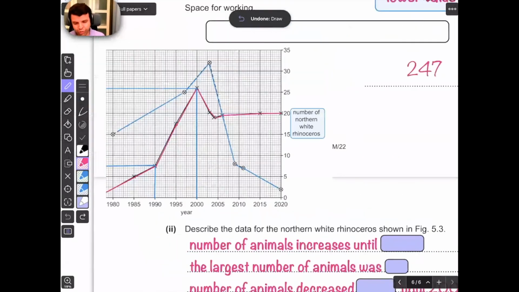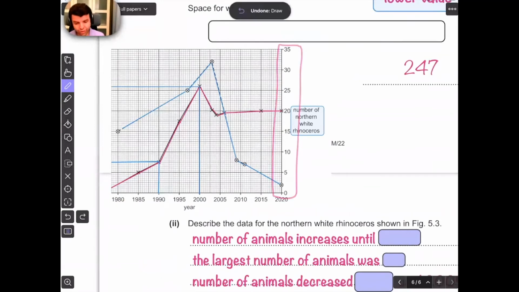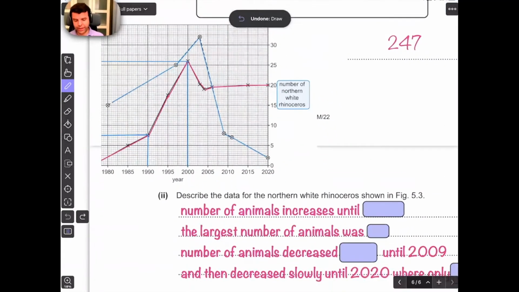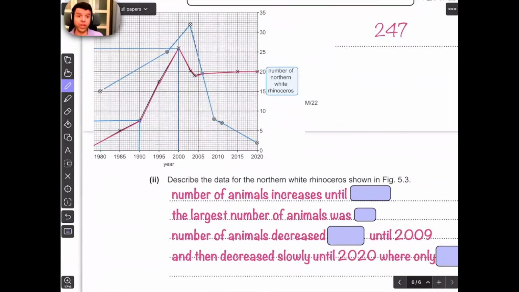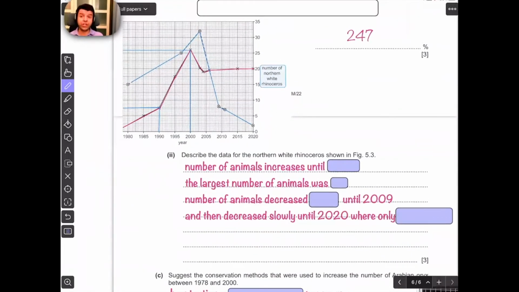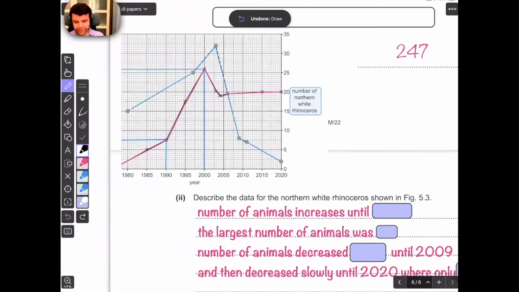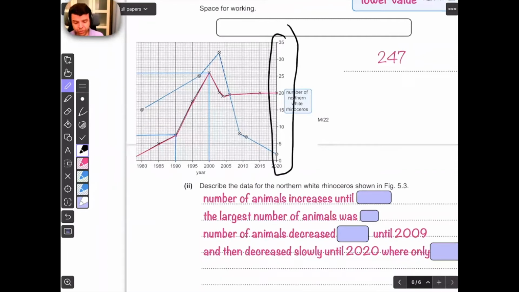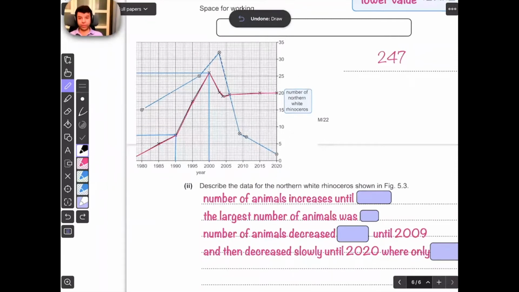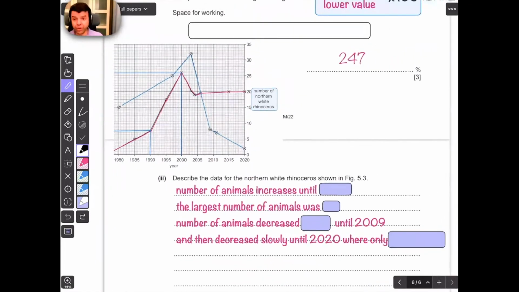So you really need to use the y-axis on the right. They said, describe how the data changes, so describe the changes in the number of this animal. So what am I going to say here? I'm going to start, as always, with a general thing. So what do we see? We see that there is an increase. So there's like a steady increase. We reached the largest number here, and then we decreased rapidly. And finally, we decreased slowly. Okay? So again, you need to use those numbers on the right-hand side, because that one is the one that's referring to this animal.